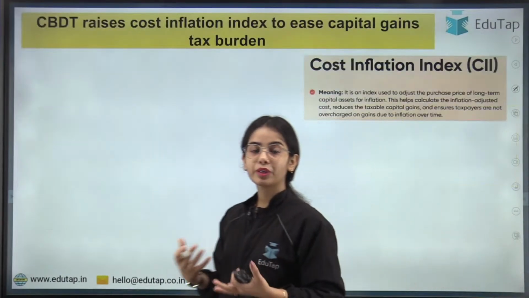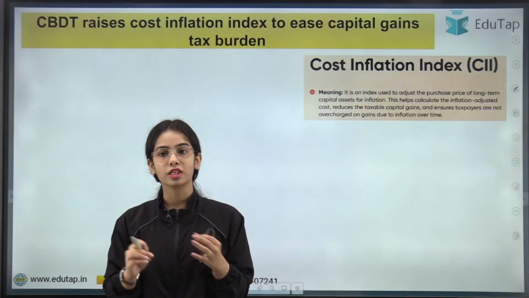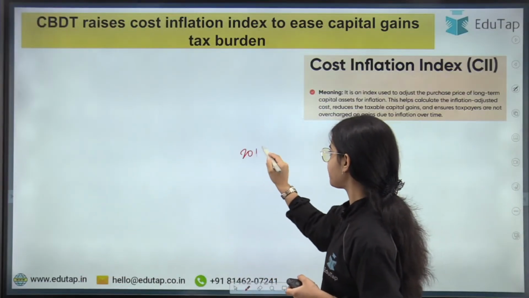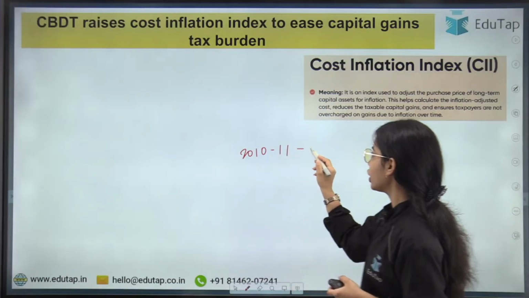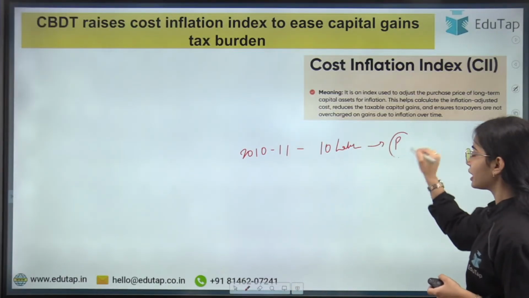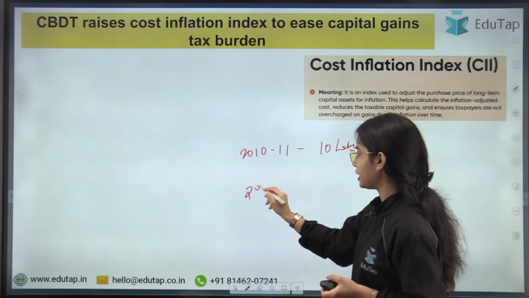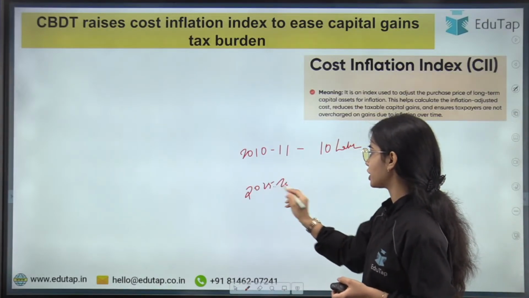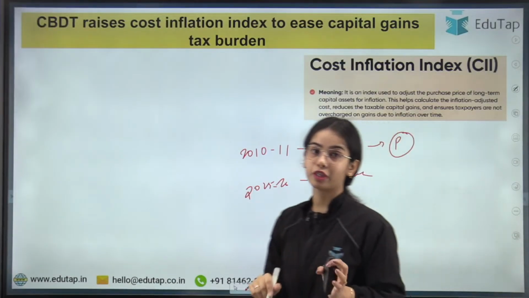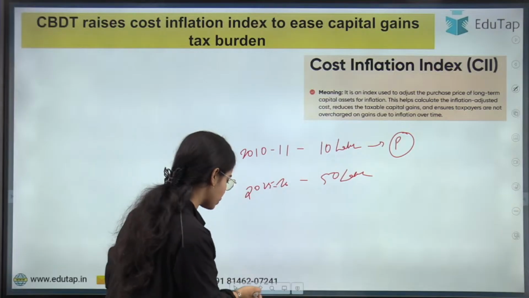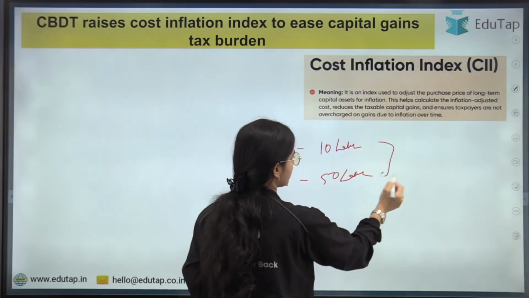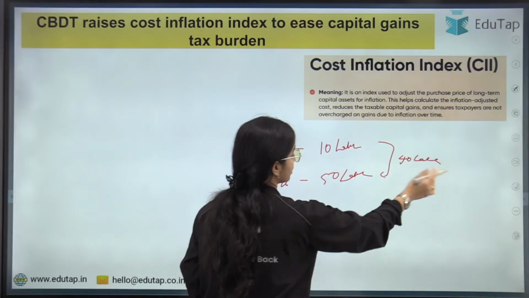Okay, now coming to the next news article, that is regarding cost inflation index. So basically try to understand that in 2010-11, in this financial year, you invested 10 lakh on a property. Now you are selling the property in 2025-26, in this financial year, at 50 lakh. So what will be the profit? You might think that your profit is 40 lakh.